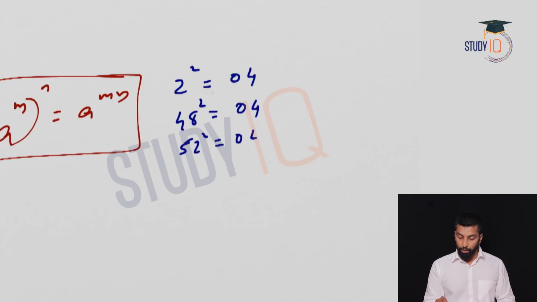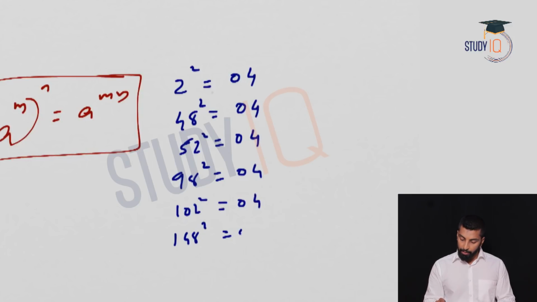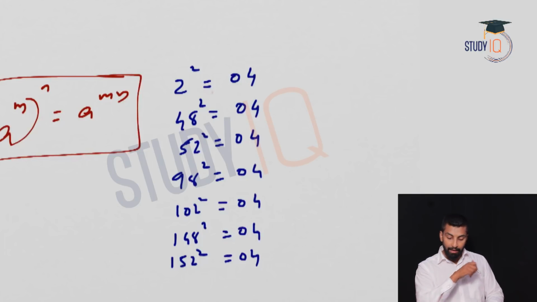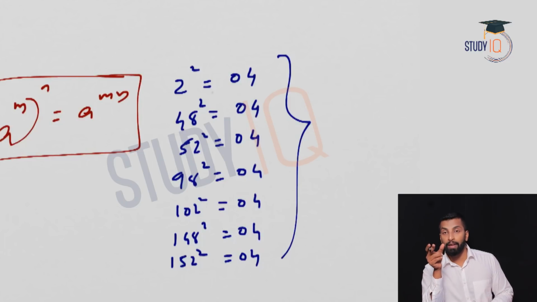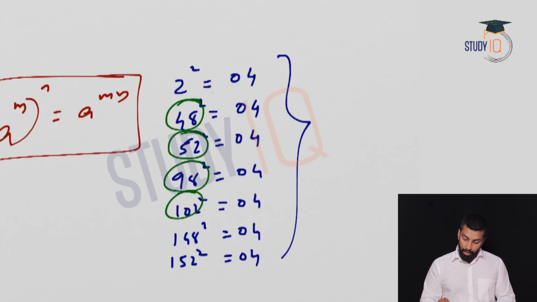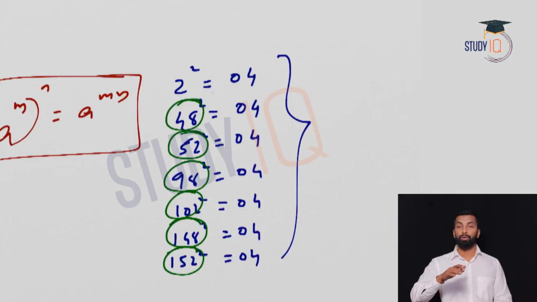52 square last 2 digits will also be 04. 98 square will also be 04. 102 square, 148 square, 152 square, 198 square, 202 square will also be 04. 248 square, 252 square, 298 square, 302 square, 348 square, 352 square, etc. All will be ending in 04. What is the relation? All are multiples of 50 plus 2 or minus 2. 48 is 50 minus 2, 52 is 50 plus 2. 100 minus 2, 100 plus 2. 150 minus 2, 150 plus 2. 200 minus 2, 200 plus 2.